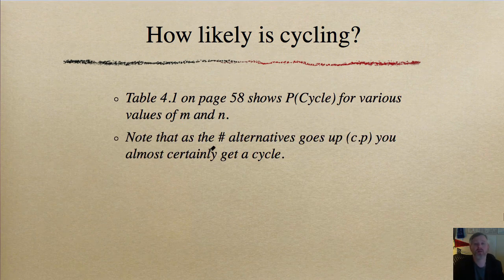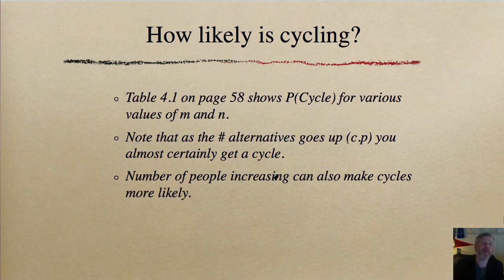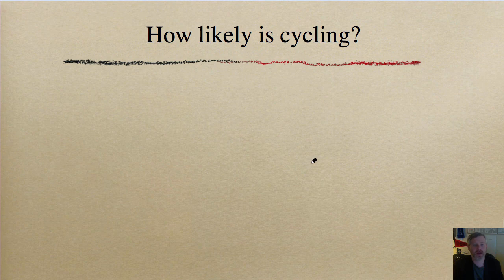All right, so what you'll see when you look at that is that as the number of alternatives goes up, then you almost certainly get a cycle. And then as the number of people increases, it also makes cycles more likely, but not quite as much as the number of alternatives. So when you're worried about whether it is possible to get a Condorcet vote cycle, the more alternatives you have, the more likely it is you'll get a cycle. The more people, it does make it more likely, but not as quickly as the number of alternatives. And again, if you check that table 4.1, you'll see exactly what I'm talking about there.